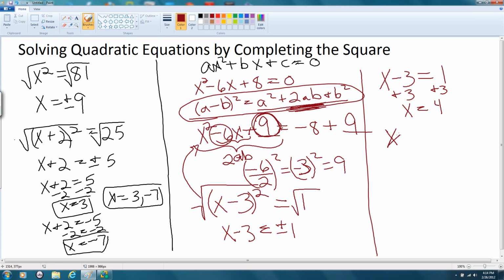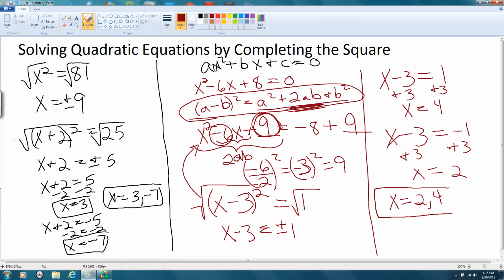And then I have x minus 3 is equal to negative 1. I add 3 to both sides. And I get x is equal to 2. And so my final answer is x is equal to 2, 4 here. And so that's the basics of it.